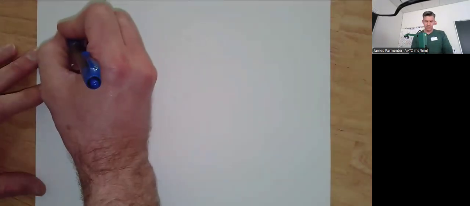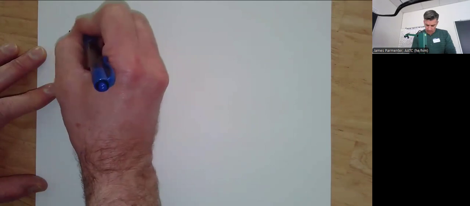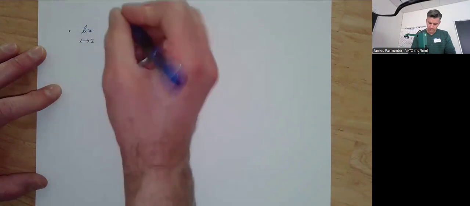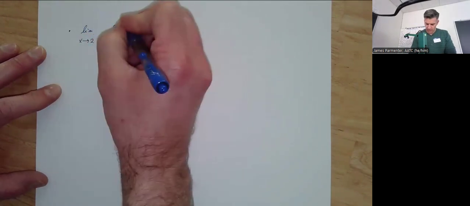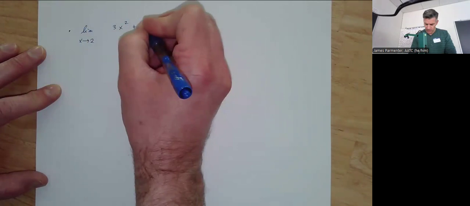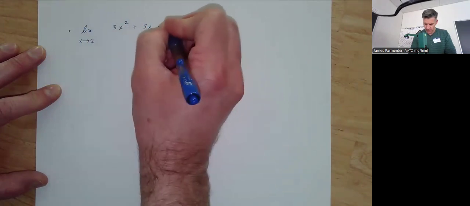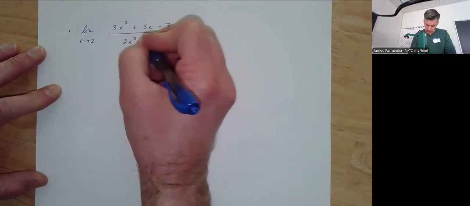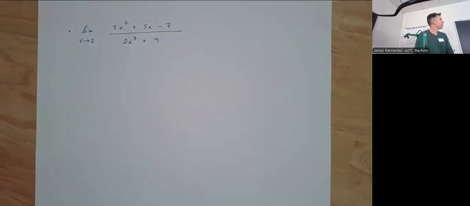So let's look at, sure, the limit as x approaches 2 of 3x squared plus 5x minus 7 over 2x cubed plus 9. Now, the way you should actually do a limit like this is plug in 2 for each x and see if you get a number that's not 0 over 0, because 0 over 0 is not a number.